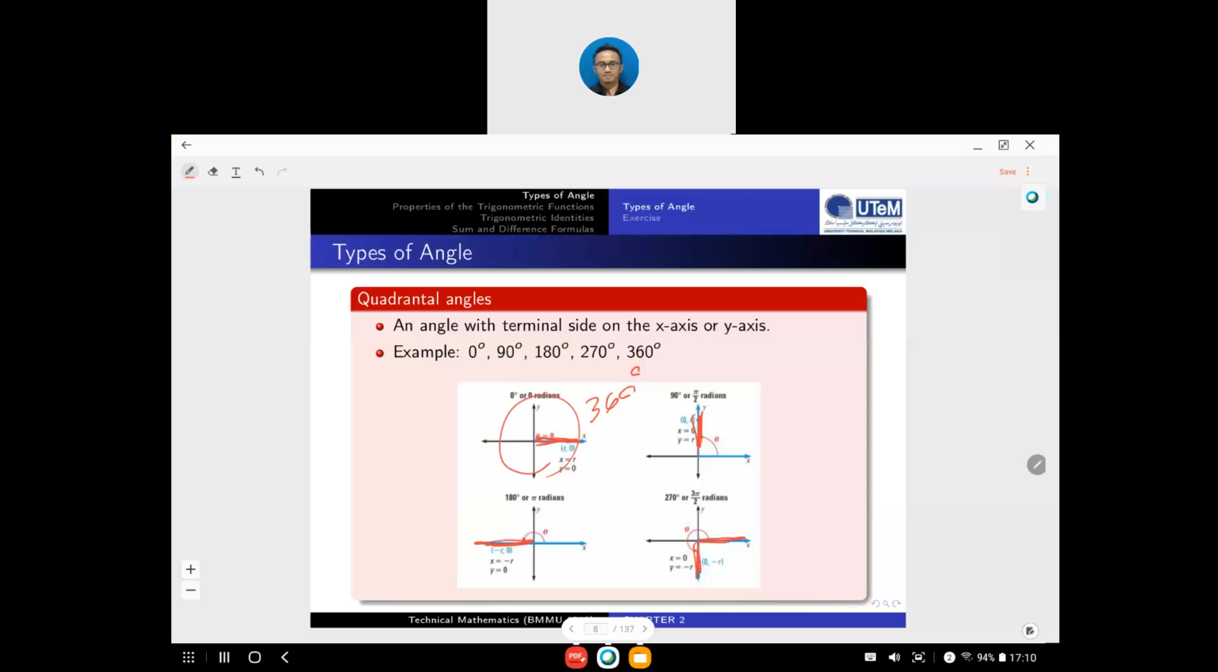So when we talk about quadrantal angle, awak terus imagine dia adalah quadrant, quadrant yang memisahkan di antara quadrant: first quadrant, second quadrant, third quadrant, and fourth quadrant. Itu adalah quadrantal angle. Okay, next.